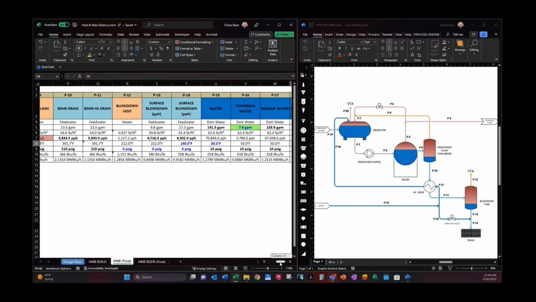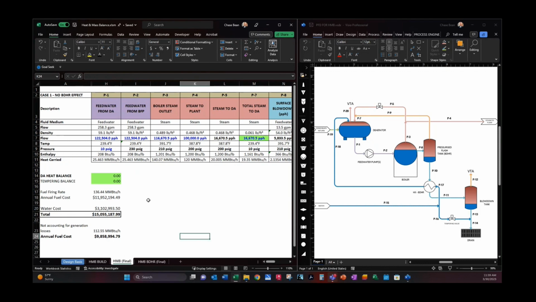There's no impact. So we're calculating our annual fuel cost based on no blowdown heat recovery skid. Then there's also a water cost here. So this is your makeup water plus your tempering water. Again, when we don't have to have as much tempering water, this is going to go down as well.